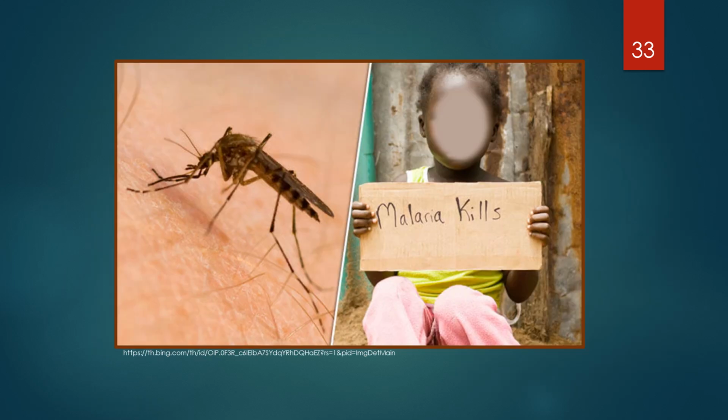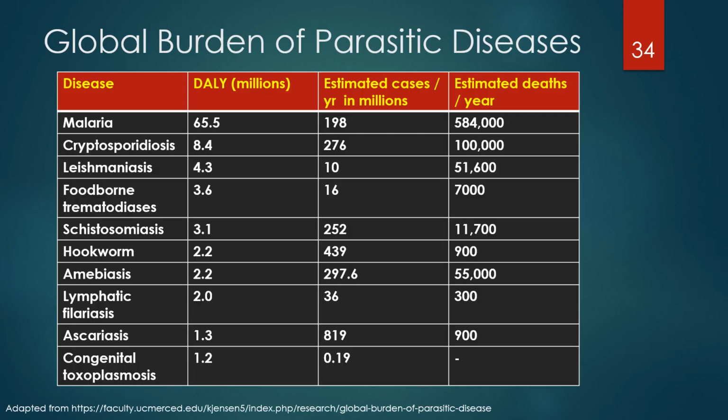Let's discuss malaria for a few minutes. This table presents the global burden of major parasitic diseases. The global burden order is determined by their DALY impact in millions.